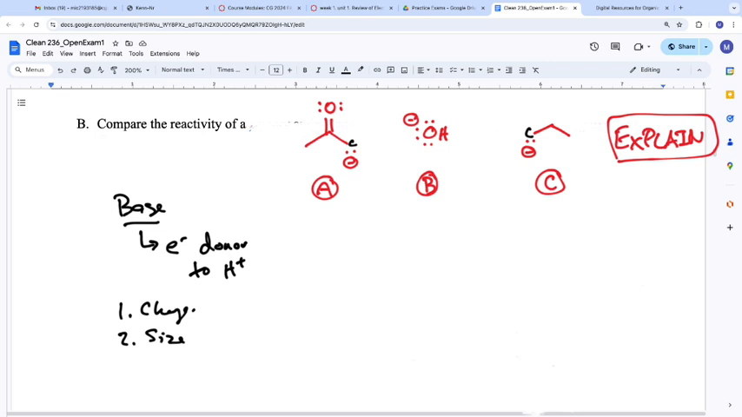Right? And why is it better to reference the size being irrelevant than actually pointing out the size? 9 times out of 10, you ask somebody to rank the size difference between carbon and oxygen, and guess what you're going to get? The wrong answer. Which one's bigger?